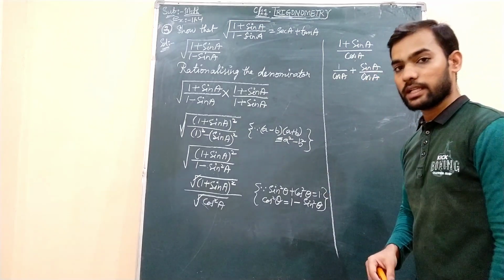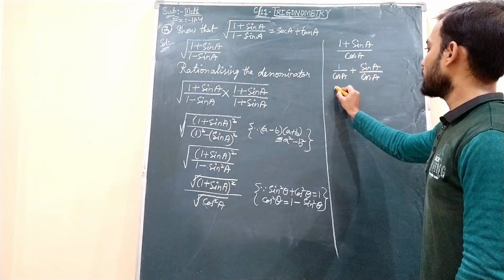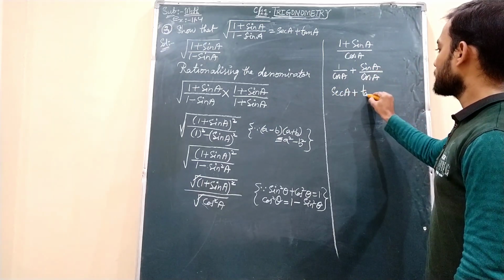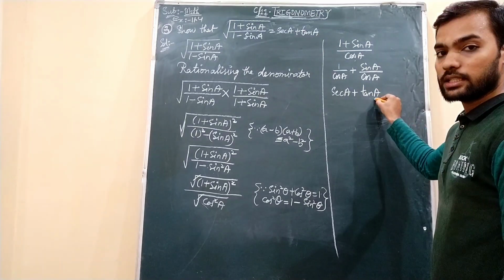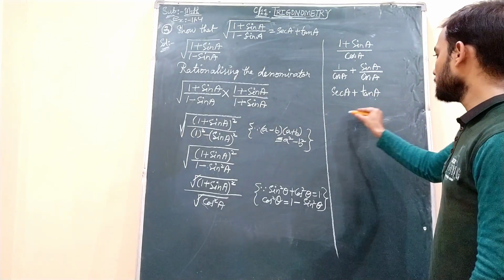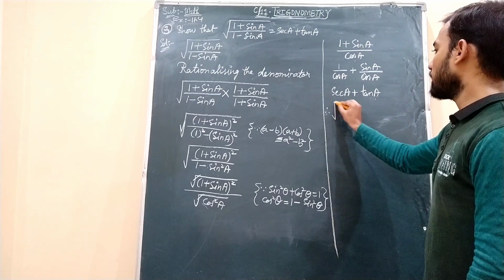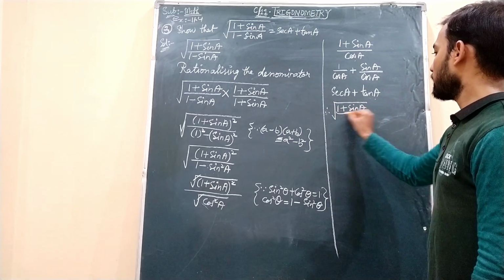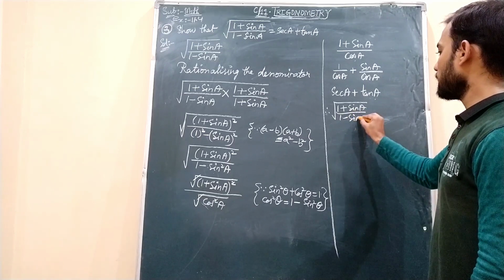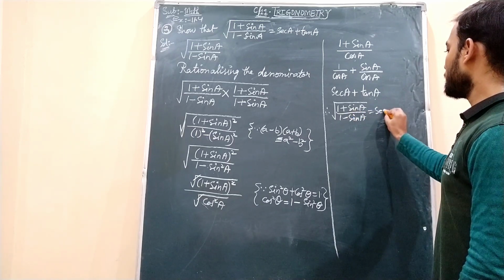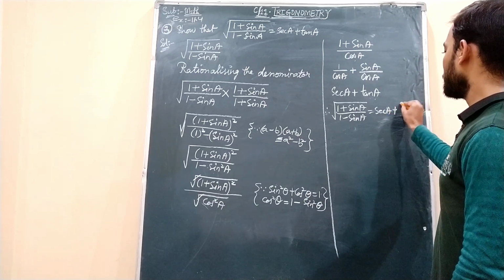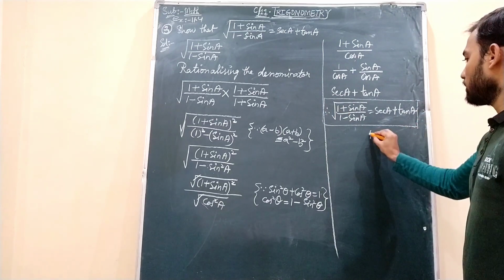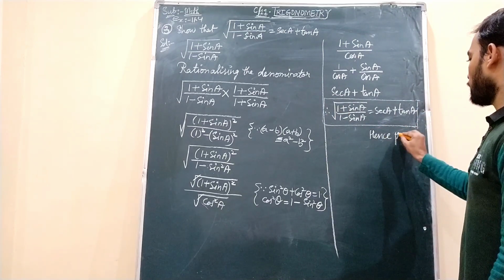We have seen in multiplicative inverse ratios, 1 by cos a is secant a, and sine a by cos a is tan a. This we have seen in that specific angles table. Okay, so at last we will write: therefore under root over (1 plus sine a) upon (1 minus sine a) equals secant a plus tan a. Draw a box and write below, hence proved.